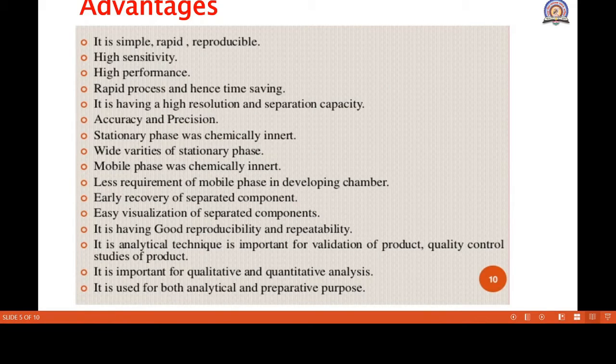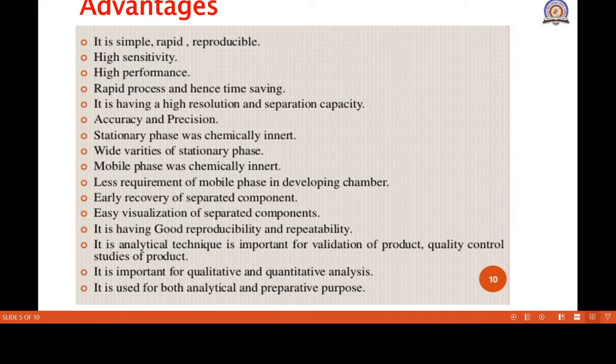Then we see the advantages of this HPLC technique. It is a very simple, rapid and reproducible technique, highly sensitive, high performance, a rapid process and hence time saving. It has high resolution and separation capacity, accuracy and precision. The stationary phase is chemically inert. Wide varieties of stationary phase are used. The mobile phase is chemically inert. There is less requirement of mobile phase for developing the chamber.